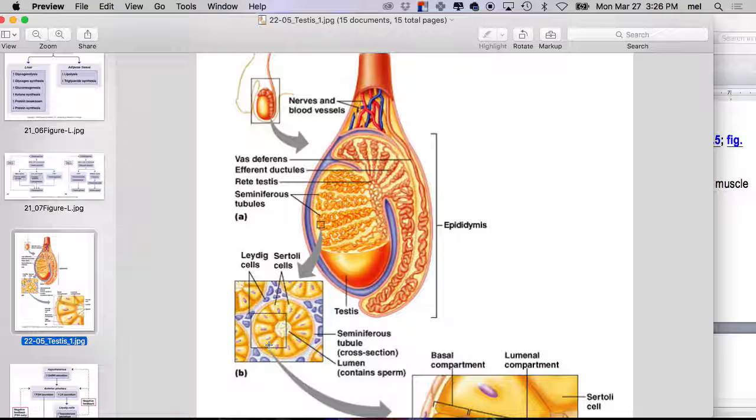The testes will also do spermatogenesis, right? And specifically, what hormone is going to drive spermatogenesis from the anterior pituitary? FSH. And it's going to go to the testes, but different cells. Specifically, the seminiferous tubule cells. And then what that is going to do is cause spermatogenesis.